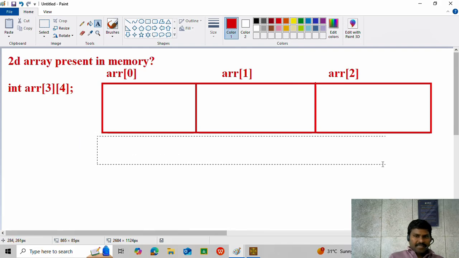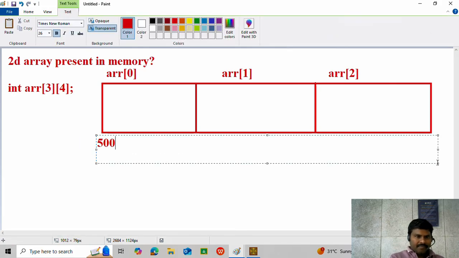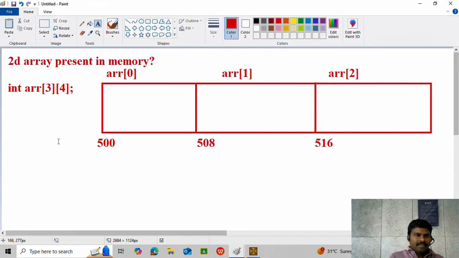Here I am taking the base address as 500. So what is arr of 1? Arr of 1 is 508. The next address is plus 8, 516. So in an array of arrays, arr of 0 is a one-dimensional array.